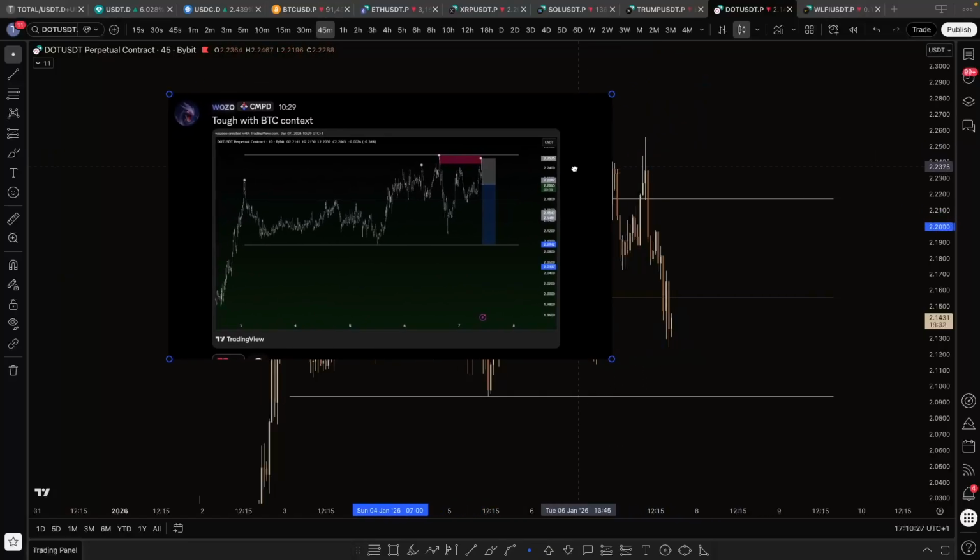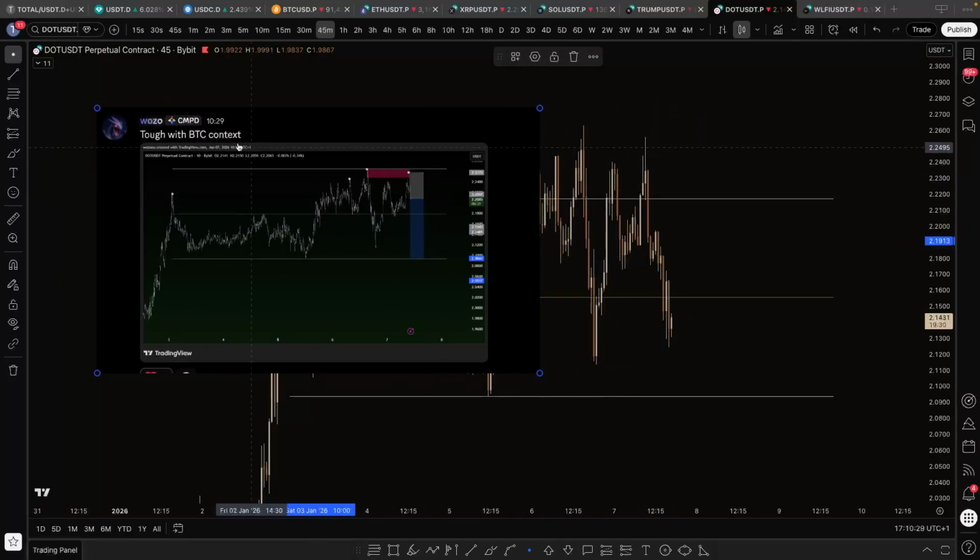In the Compound, Wozo had a very nice post. He was looking at the Bitcoin context, which was bearish, and at Polkadot, which had a potential distribution schematic that got confirmed at the moment of sharing. So I'm going to explain this trade and go through all the steps of how you can take this trade yourself.